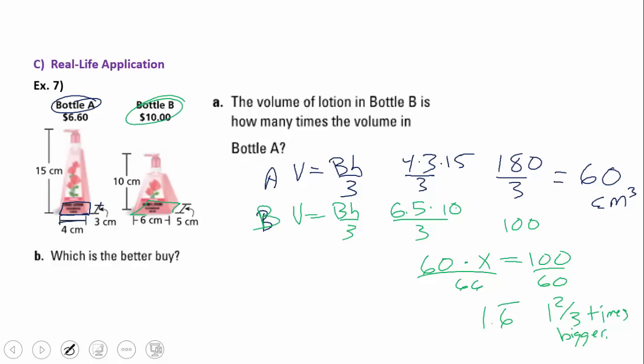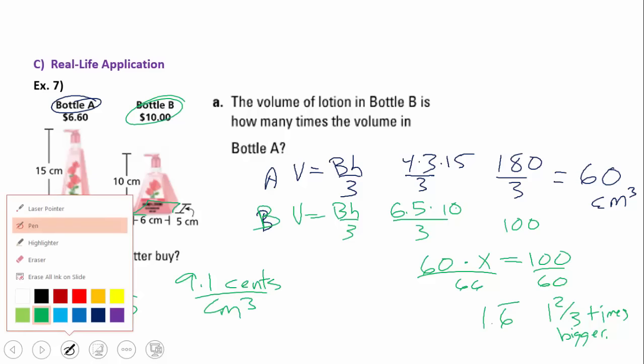All right, and then part B says, which is the better buy? Well, the only way to find that out is to take the volume and divide by the price. So the first one for volume for bottle A, we have 60, and we're going to divide that by $6.60. And we find that when you divide that by $6.60, we get 9.1 cents per centimeter cubed of lotion.